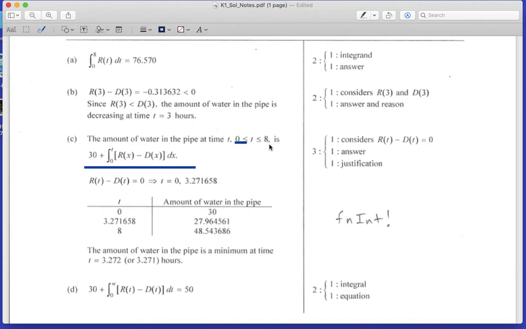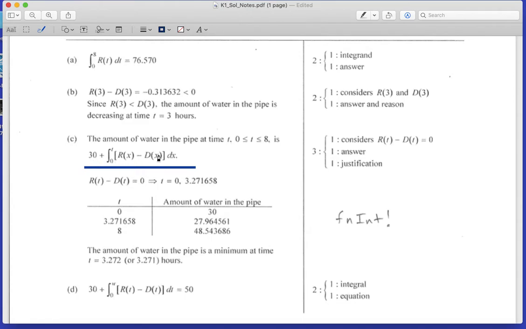Now we have to find the critical numbers of this function. What are critical numbers? The places where the derivative is 0 or is undefined. So we have to find the derivative of this function that's underlined here. How in the world are we going to do that? Well, it's easy if you know the fundamental theorem of calculus. The derivative of 30 is 0, and the derivative of this area function, the derivative of this function with a bound here, is that integrand.